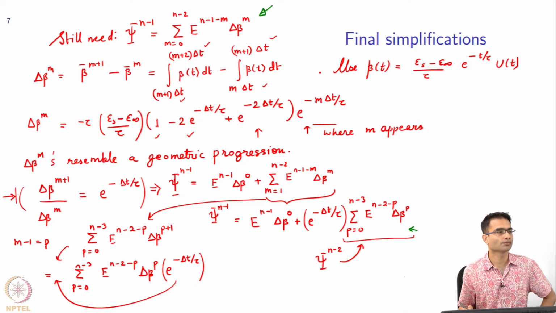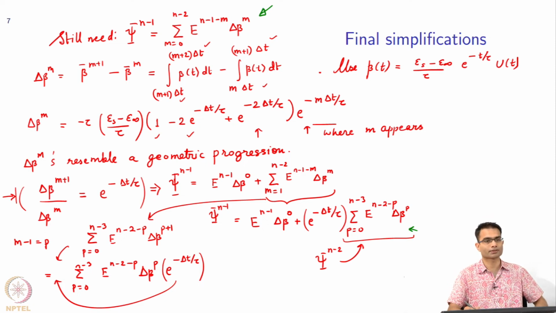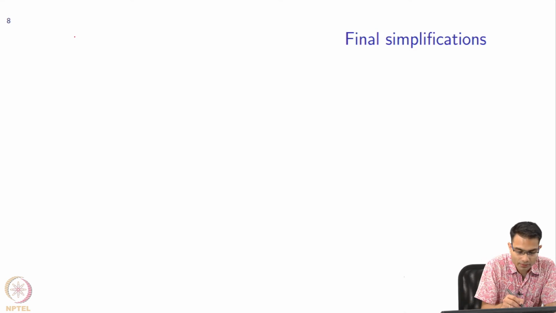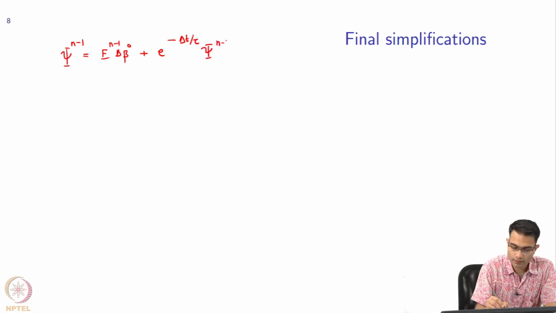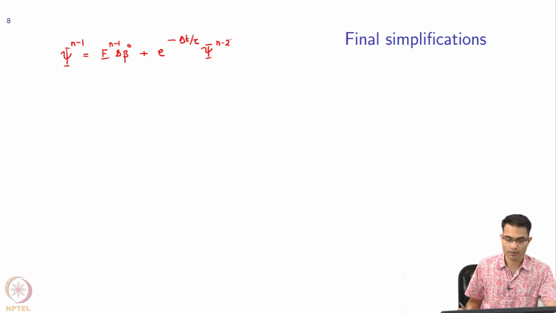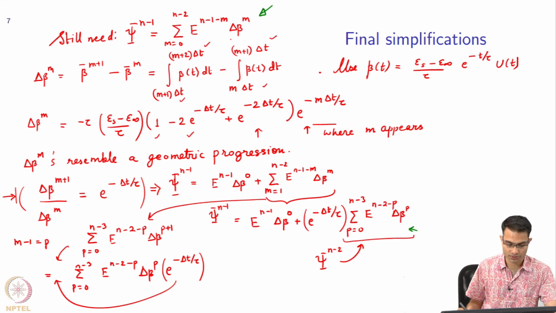Is it clear what we did? What was key to this was the geometric progression. It allowed me to just remove one term and make it look like the previous term, psi n minus 2. Let us write down this final expression once again and then we can see the implications of it. I have psi of n minus 1, which is what I wanted, that became e n minus 1 delta beta 0, and then I had e to the minus delta t by tau psi of n minus 2. And remember, our update equation was this guy.